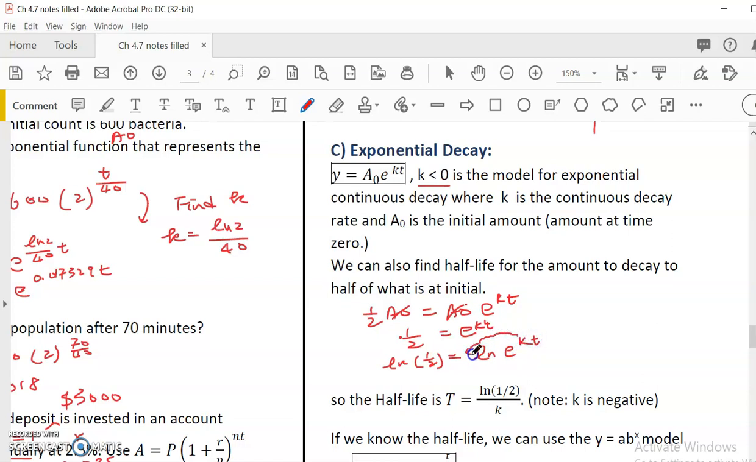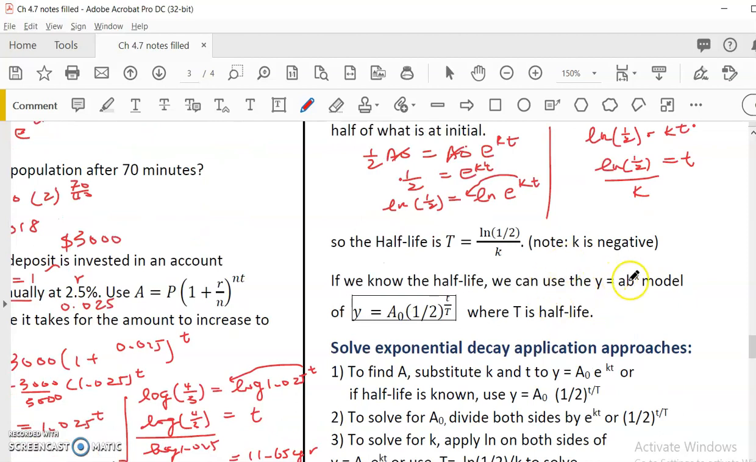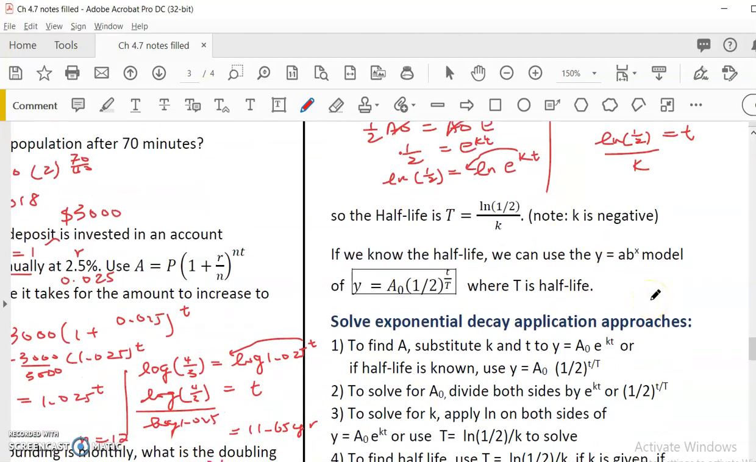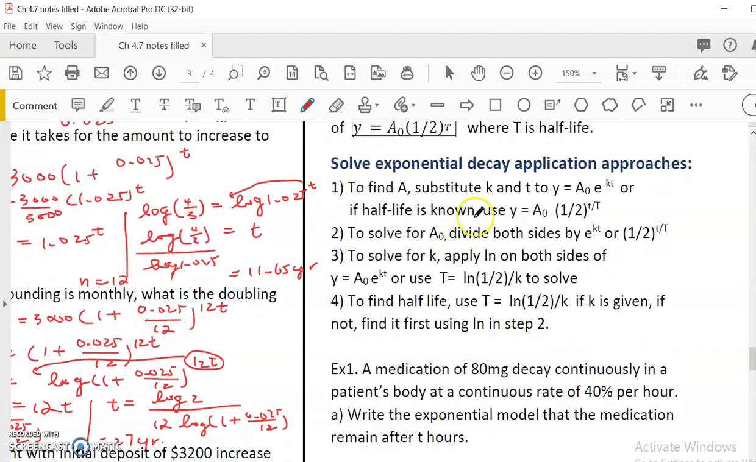The kt can move out. So that means ln 1/2 is equal to k times t times ln e, which is 1, right? So t would be ln 1/2 over k. And remember, k is negative. But ln 1/2 is negative, so your time would be positive. And vice versa, if we know the half-life, we can also use a half-life model, A0 times 1/2 to the t over T, where T is the half-life. So these are the steps to solve for an exponential decay model.